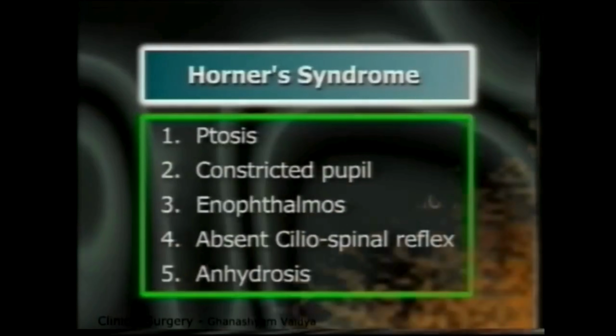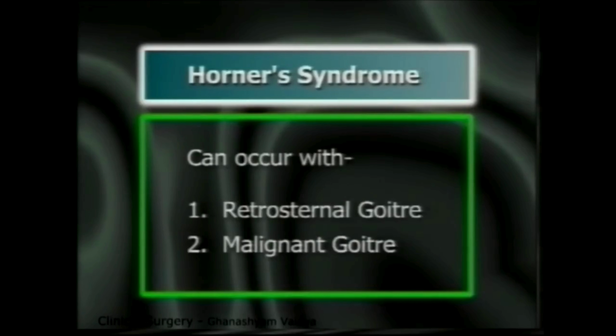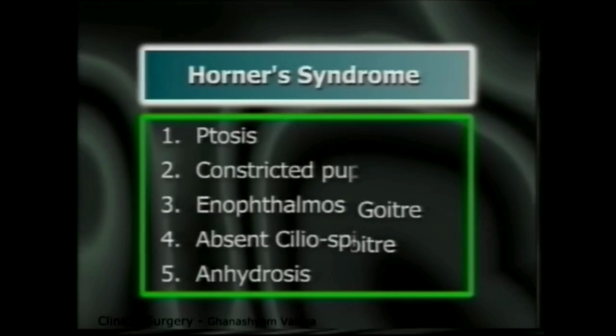Lastly, look for Horner's syndrome, which can occur in a retrosternal goiter or in a malignant goiter affecting the cervical sympathetic nerve. The features of Horner's syndrome are ptosis with constricted pupil and enophthalmos in the eye of the affected side. The ciliospinal reflex is lost, and there is anhydrosis or loss of sweating on the affected side of the face.